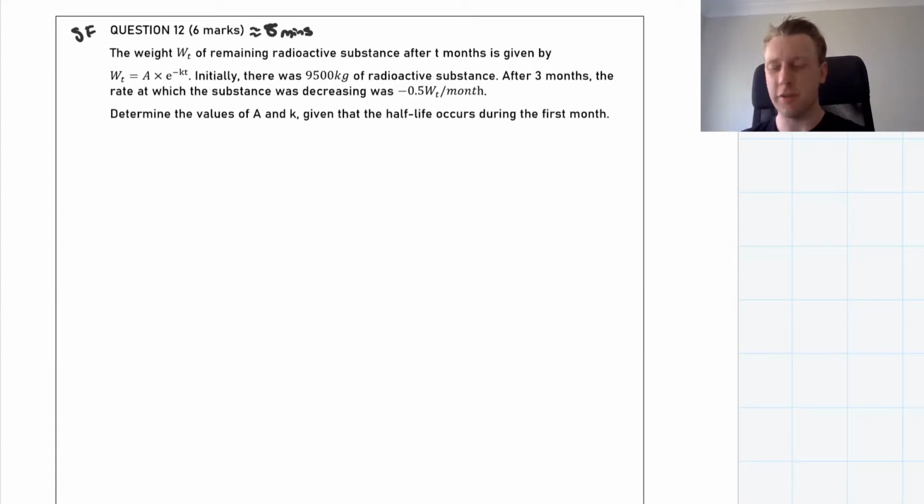You can think of that as like a function, if you wish. Where initially there was 9,500 kilos of this stuff. After 3 months, the rate was decreasing by 0.5 of a kilo per month. Right, there's a bit of information here.